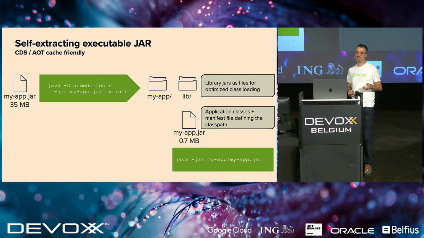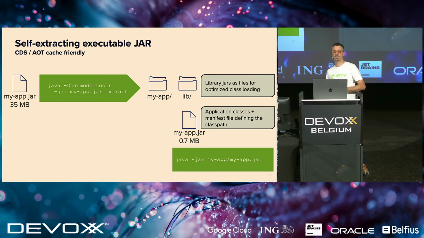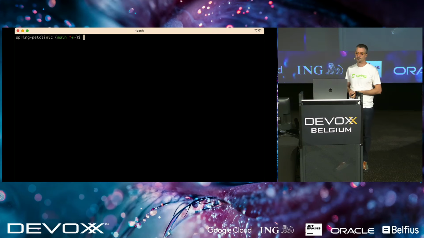Basically, this extracted version is going to store libraries as files directly, create a tiny jar for your application classes, and provide a manifest file defining the classpath. You can still use java -jar, but with this new jar that you have extracted, and you will get better performance and CDS and AOT cache friendliness.